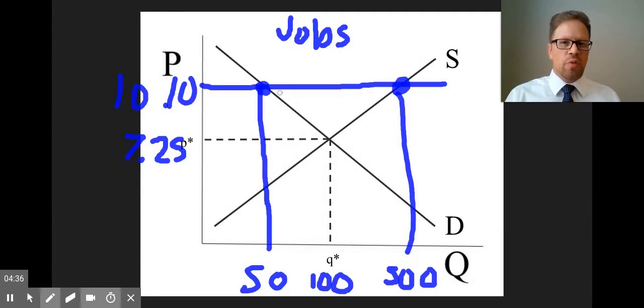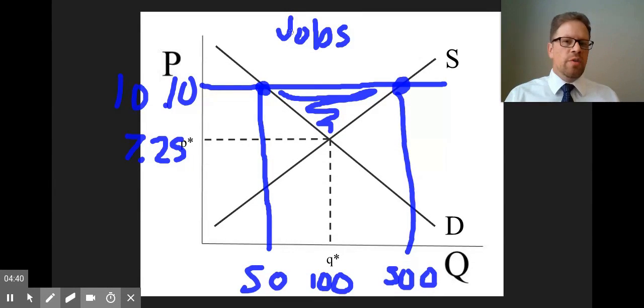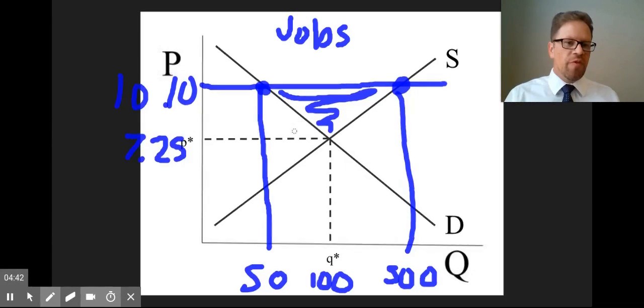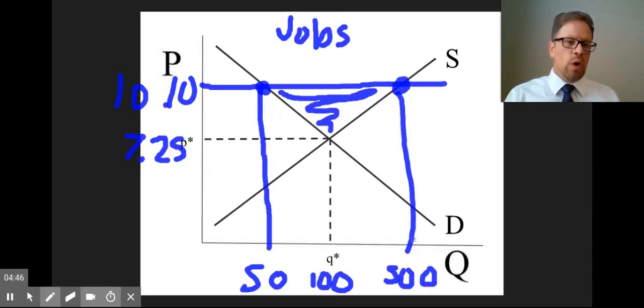So essentially, you're probably going to have a surplus of people that want jobs at this higher price level, but won't be able to find work because the businesses aren't demanding quite that many workers at that price.